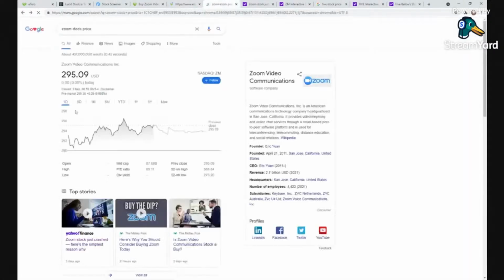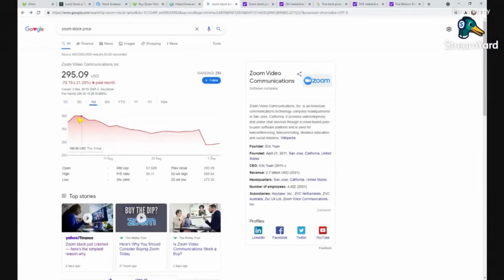Zoom stock price here, you can see over the last month how much it has dropped. It has dropped more than that 10%, dropped 26.33%. So that's the goal. We want something that's dropped at least 10 to 15% over the last month. And you can see here over the last 5 years, over the last year, it did very well because everyone was at home and working from home. But that's a problem too.